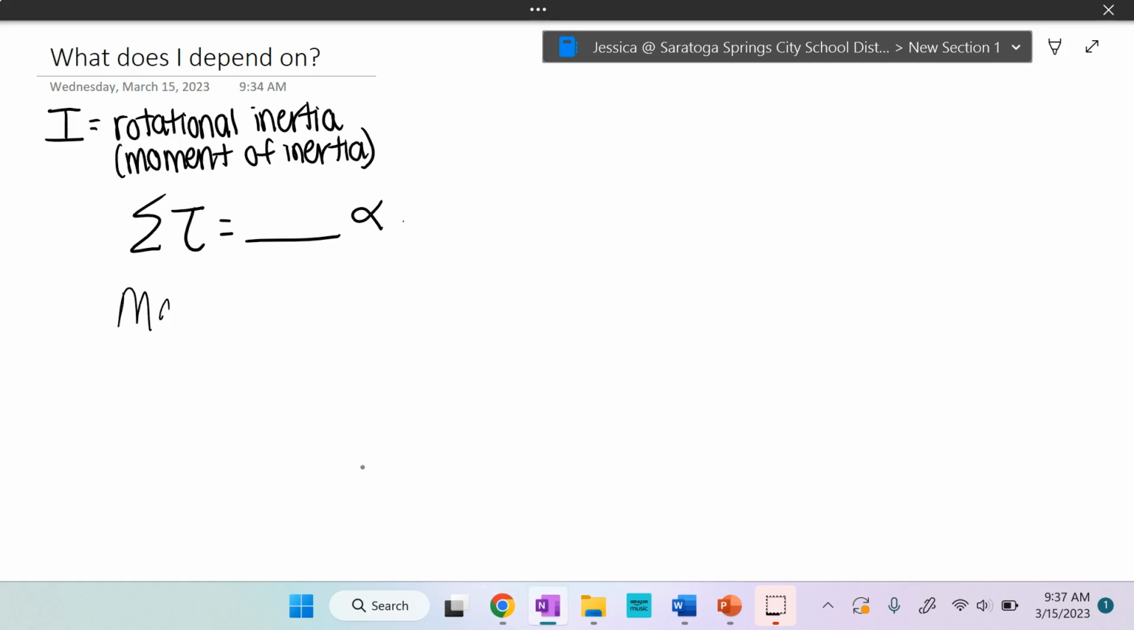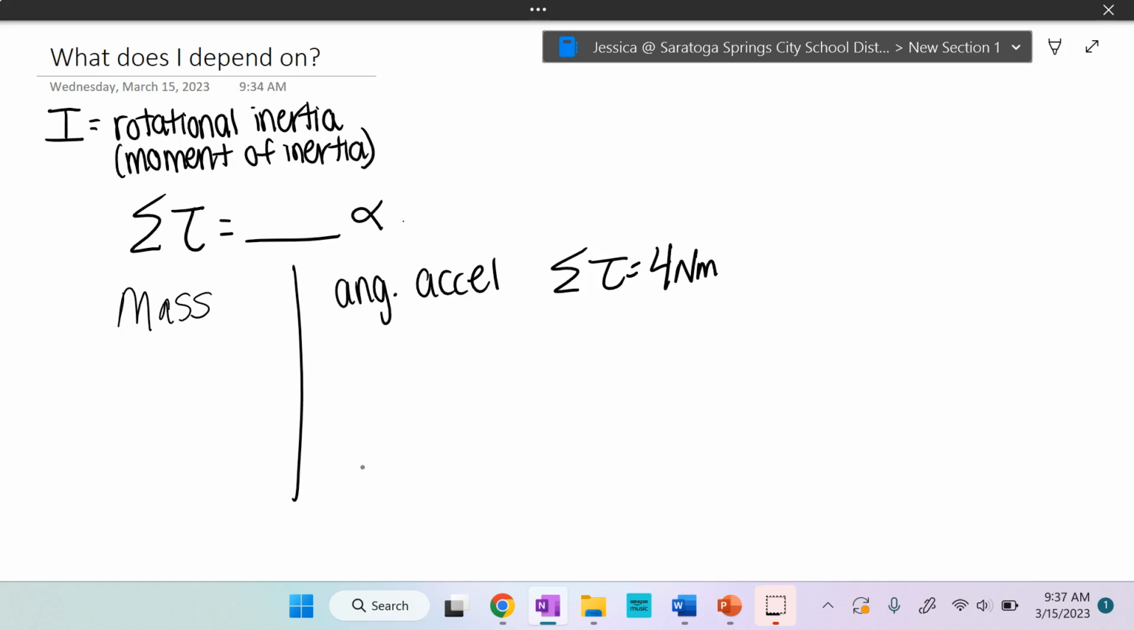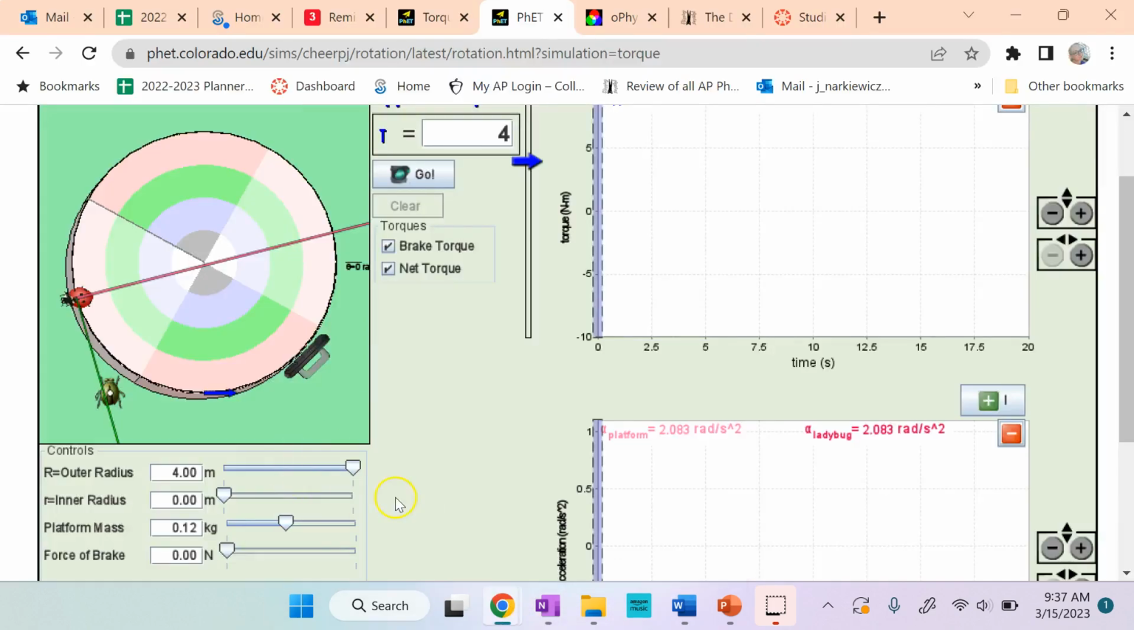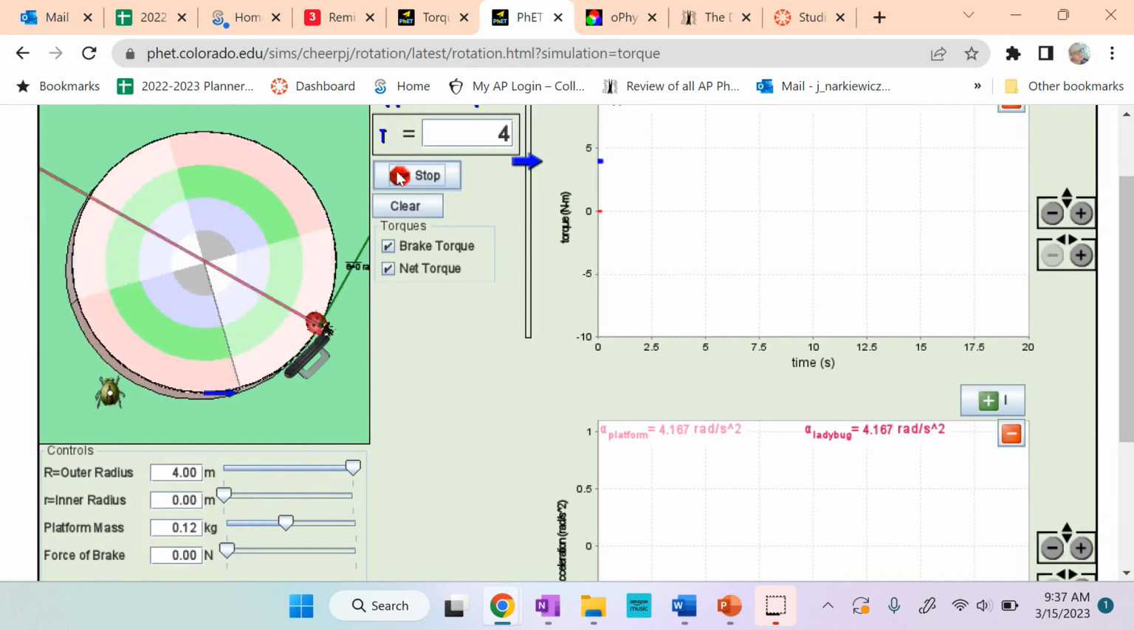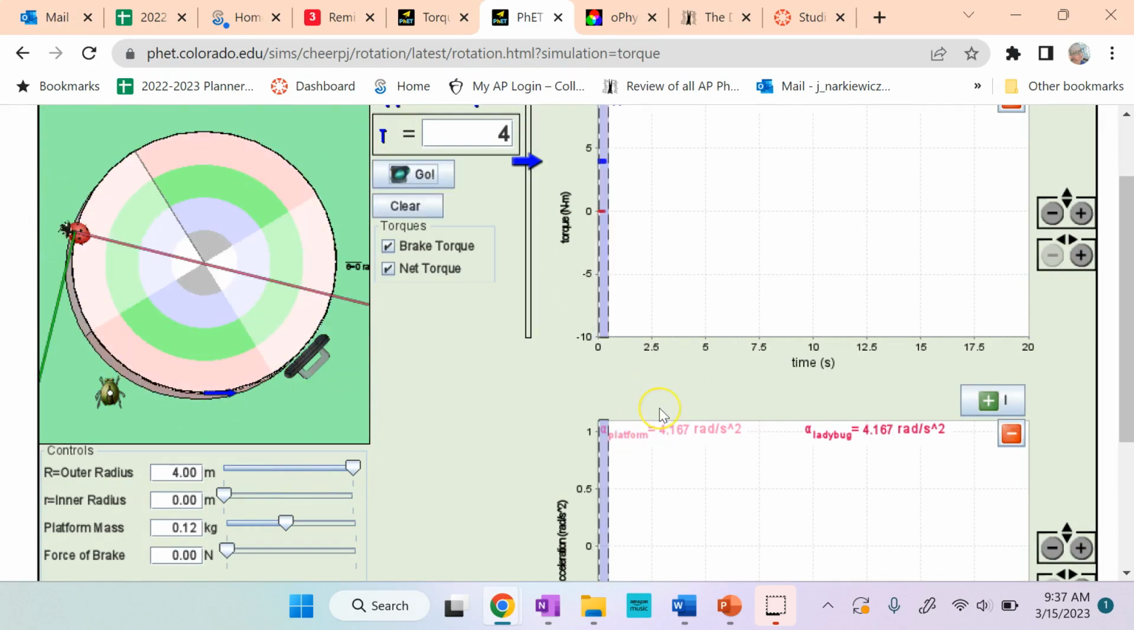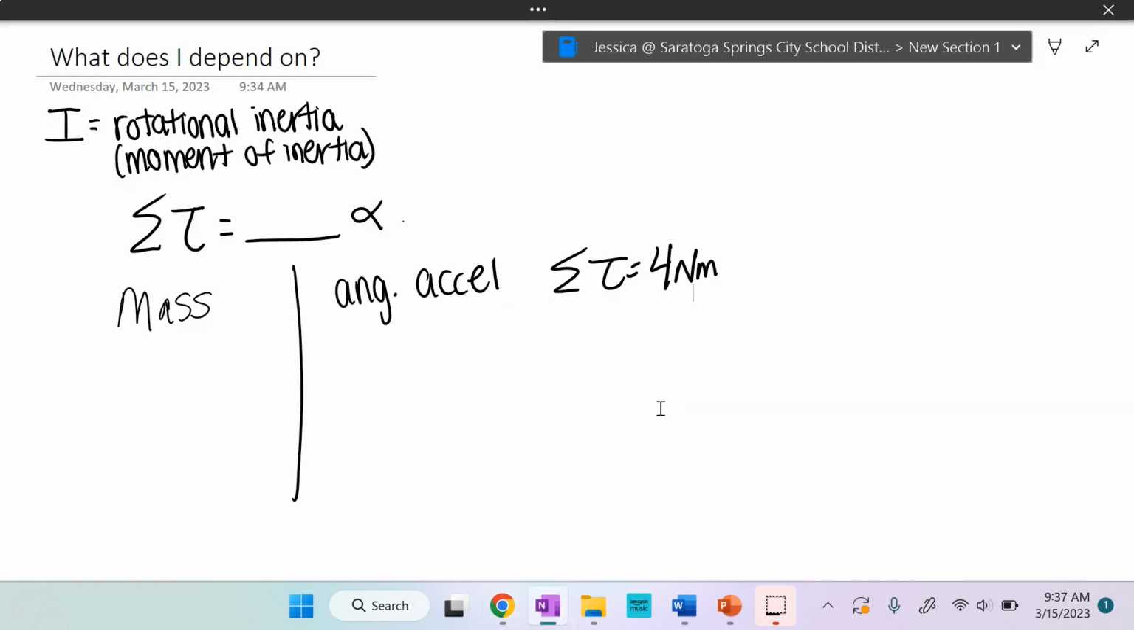So I'm just going to create myself a little data table. So I have mass and resulting angular acceleration, and I'm going to keep my net torque nice and constant at 4 Newton meters, right? So that I can actually see how the mass changes that angular acceleration. So right now we have a mass of 0.12 kilograms. So when I hit go, that gives me a platform acceleration of 4.167. So I have a mass 0.12 and an angular acceleration of 4.167, and that's in radians per second squared.